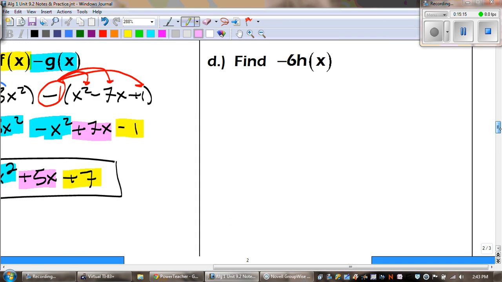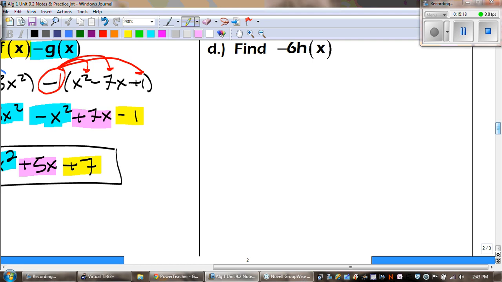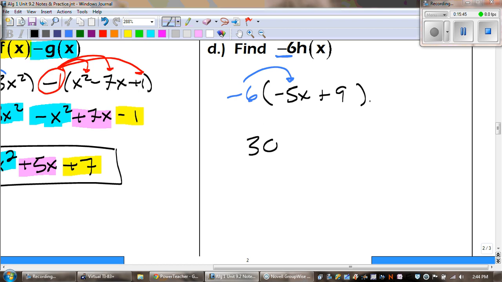Okay, and then the last one was multiplication. Okay, so find -6 h of x. So what that means is I am multiplying a -6 to whatever the h of x is, and that is -5x plus 9. Okay, so for here, all we have to do is distribute. So -6 times -5 gives us a positive 30x. And then -6 times positive 9 is a negative 54.